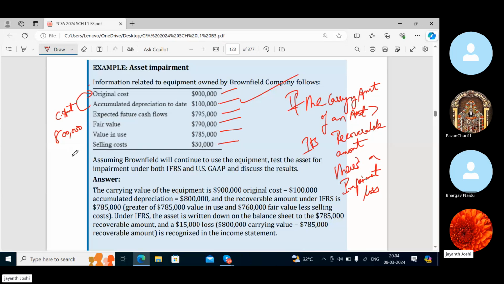For recoverable amount, I have to compare my value in use and my fair value less selling cost. Value in use is given here. Fair value is given, and less selling cost gives me NRV. So net realizable value is 790 minus 30, which gives you 760. This is my net realizable value, and my value in use is 785.